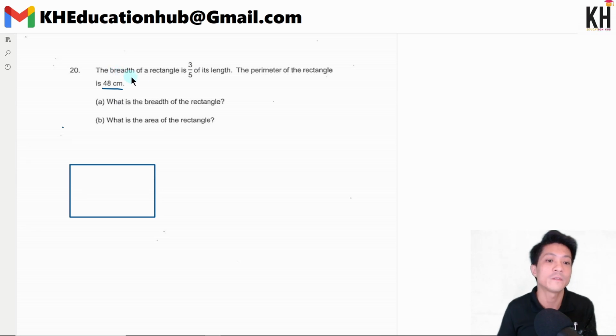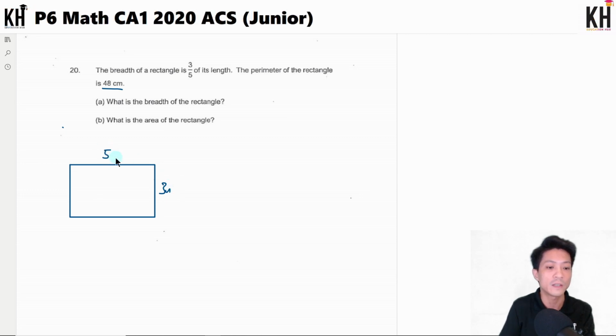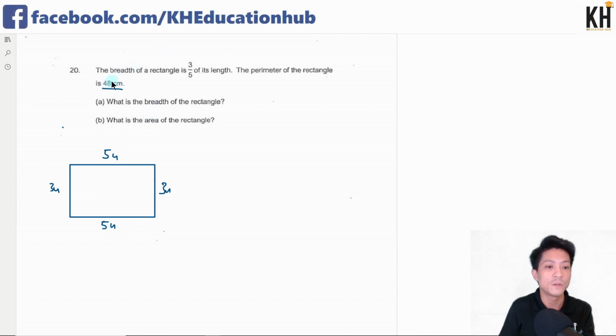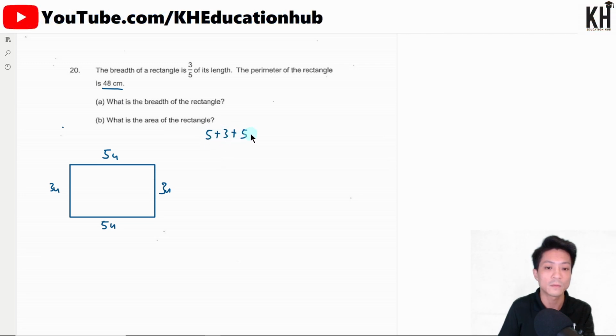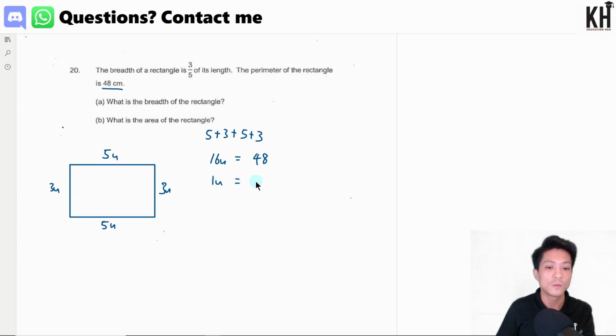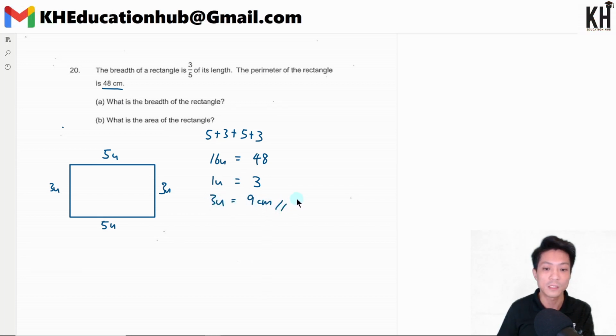Since the breadth of the rectangle is 3/5 of the length, that means we can let the breadth be 3 units and let the length be 5 units. Since the perimeter of the rectangle is 48 cm, it means that 5 plus 3 plus 5 plus 3, which gives me a total of 16 units, will be equal to 48. So 1 unit will be equal to 3, and 3 units will be equal to 9 cm. This will be the answer for part A.